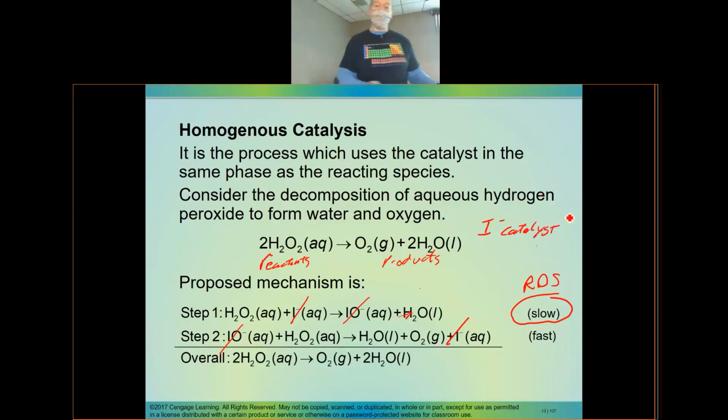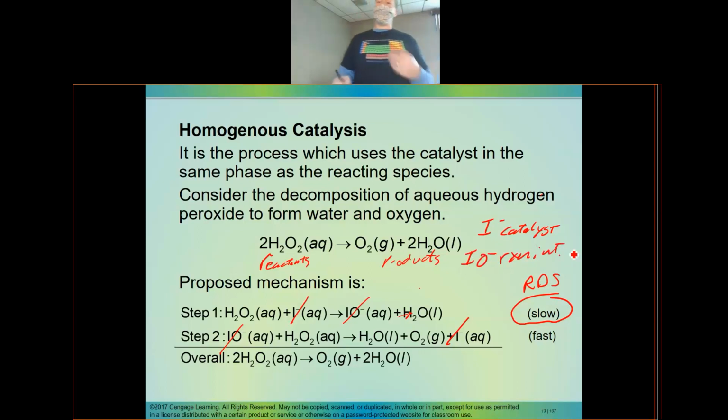We added it in step 1. We produced it in step 2. It doesn't show up in the overall reaction. IO minus, we made that in step 1. We didn't add it. We made that in step 1, and then we used it up in step 2. So IO minus is a reaction intermediate.